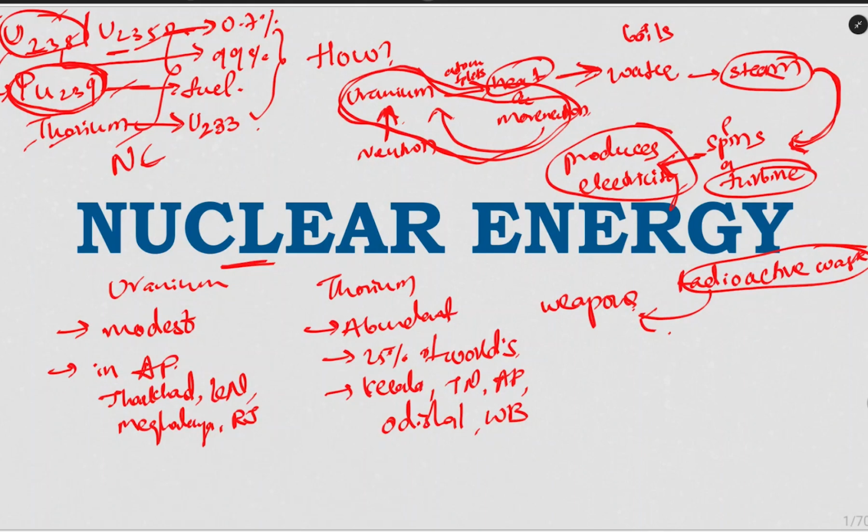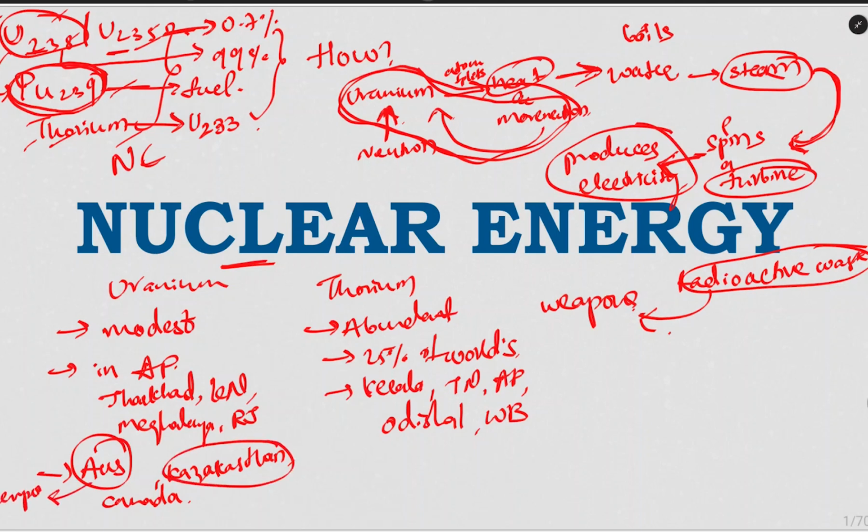If we see the world, Australia has the largest uranium reserves, next Kazakhstan, these may ask in prelims, and next Canada. But largest producer of uranium is Kazakhstan. Here Australia exports more uranium. Coming to thorium, first India, it has largest reserves of thorium, next Brazil, then Australia, then US, etc.